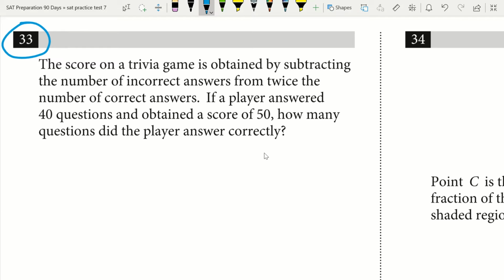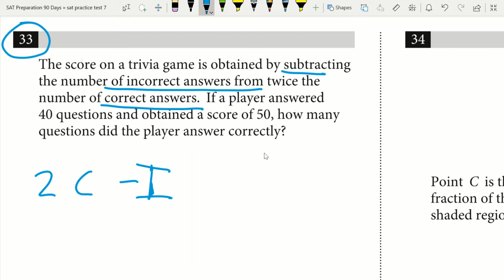So I read it, I see the score on a trivia game is obtained by subtracting the number of incorrect answers from twice the number of correct answers. So we'll let C represent our correct answers, so I'll have 2 times C, and then I'll have minus I as the incorrect answers. Now keep in mind, I here is not an imaginary number. I is my incorrect answer. So I'm actually going to make it capital I so I don't confuse that.